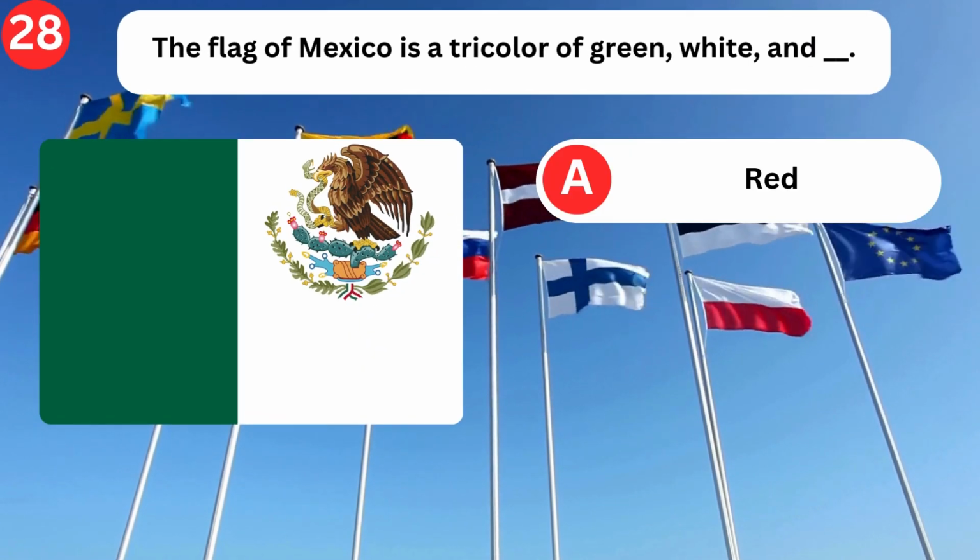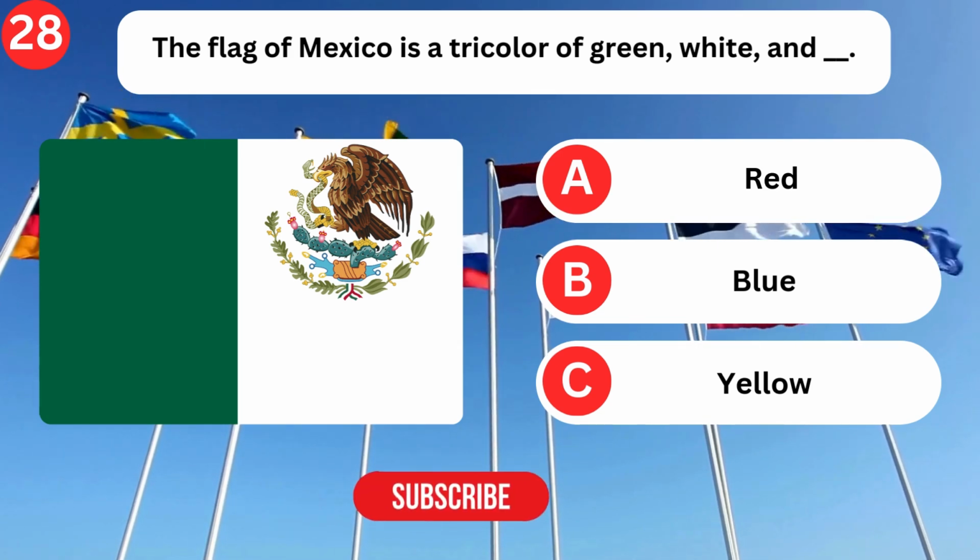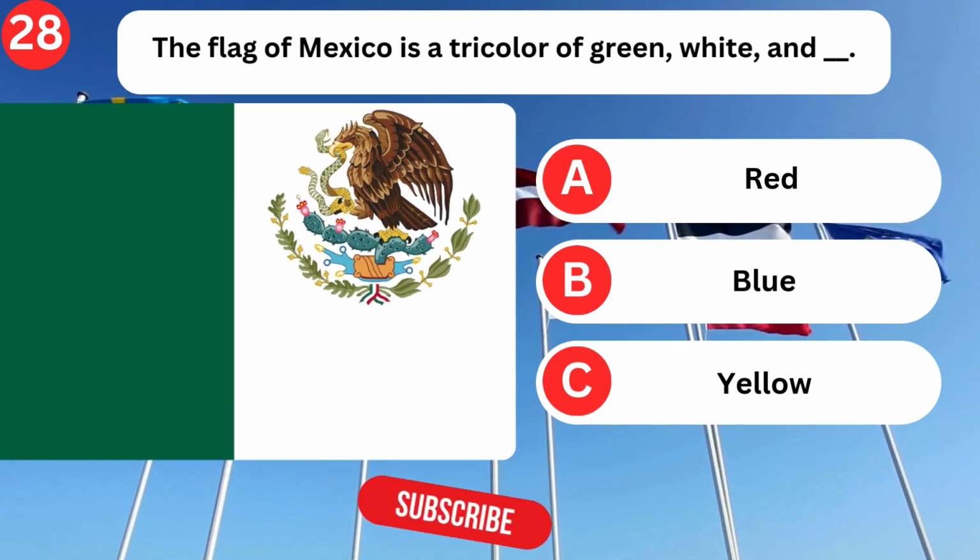The flag of Mexico is tricolor of green, white, and red, blue, yellow. Red.